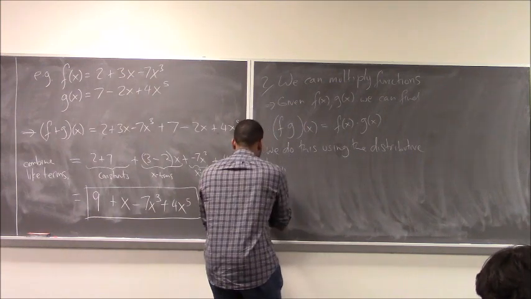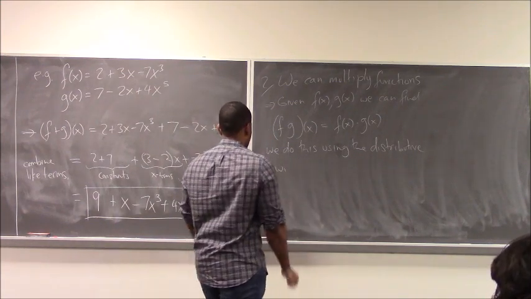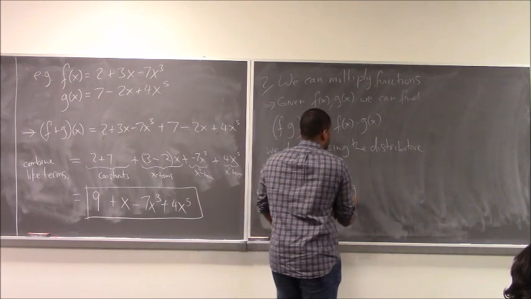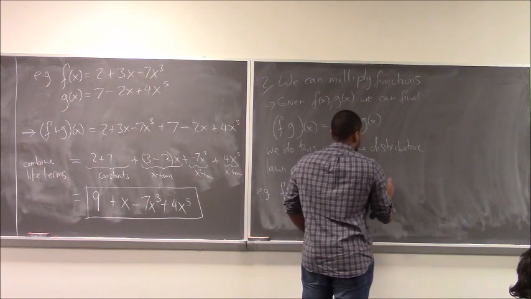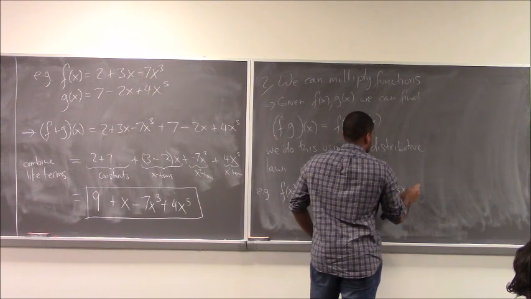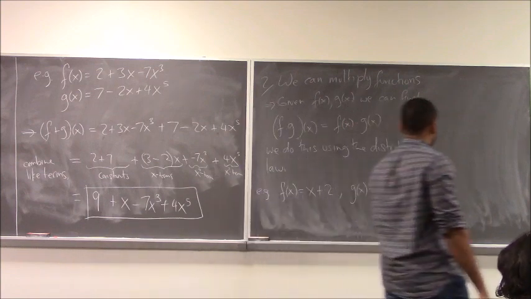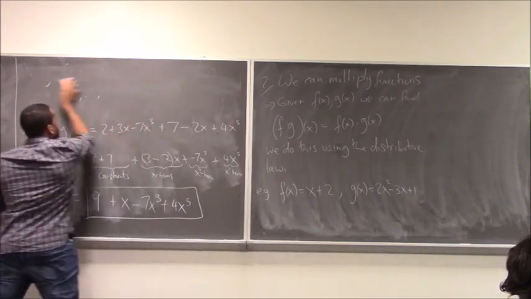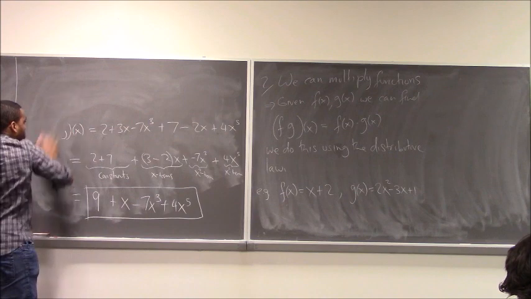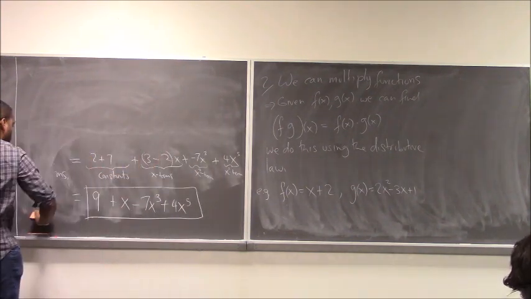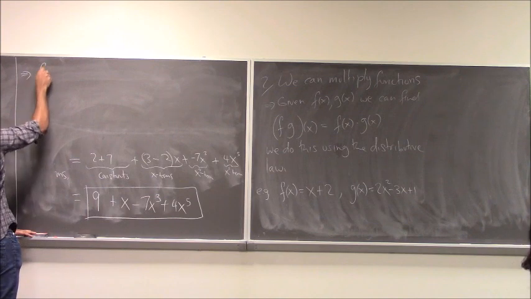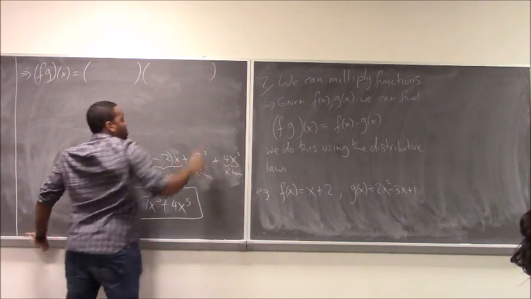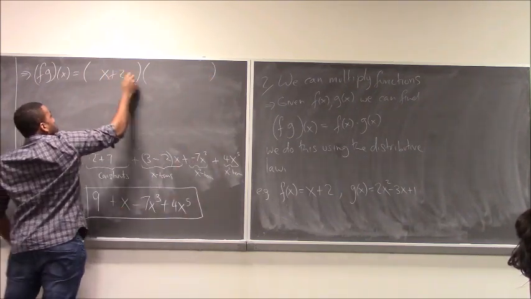So, for example, I can take f of x equals x plus 2, take g of x equals 2x squared minus 3x plus 1. So I can define fg as putting both of these functions in parentheses equals 2.